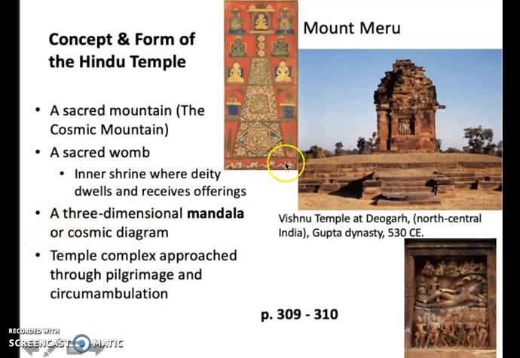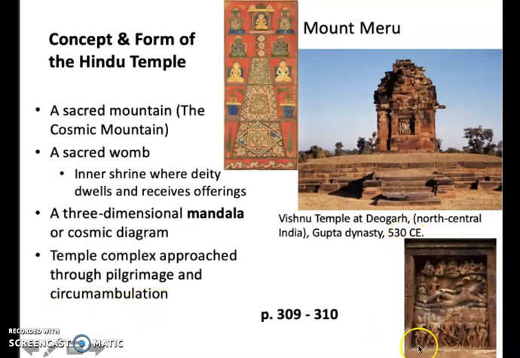So this is understood to be a three-dimensional mandala. It is a cosmic diagram. This form of the mountain and the womb of the earth is how the cosmos interacts to create our human lives. And so the temple as a complex is approached through ritual processes of pilgrimage and circumambulation, similar to what we saw at the Great Stupa at Sanchi.